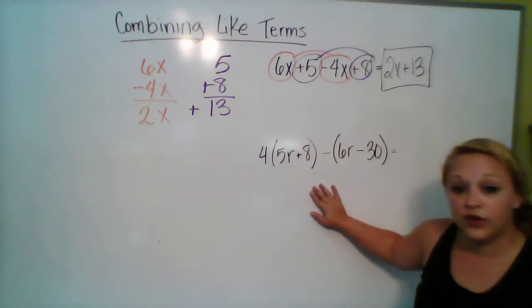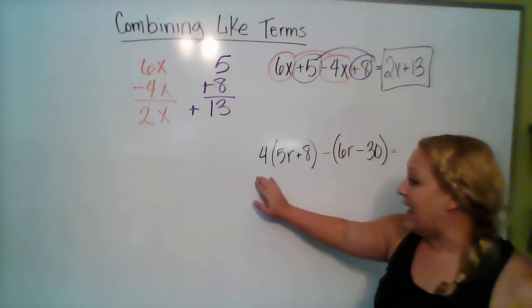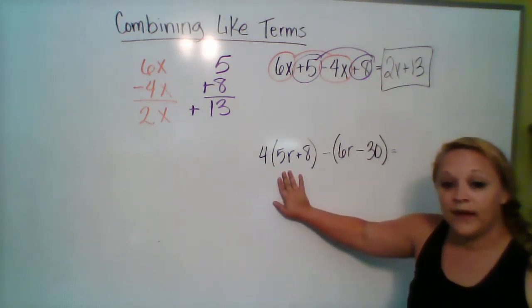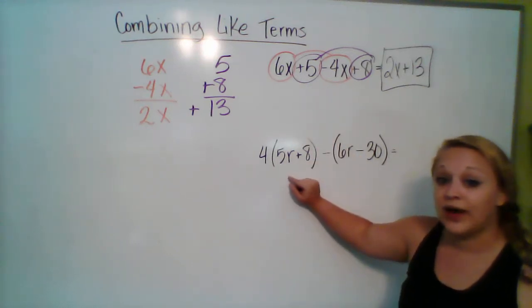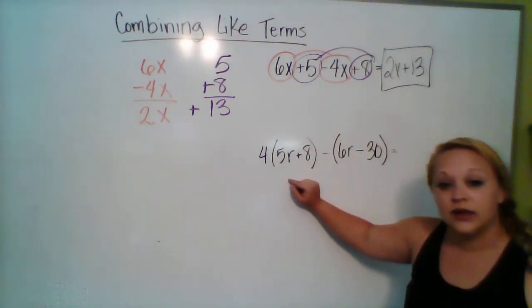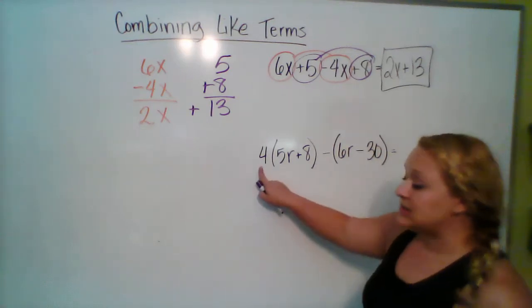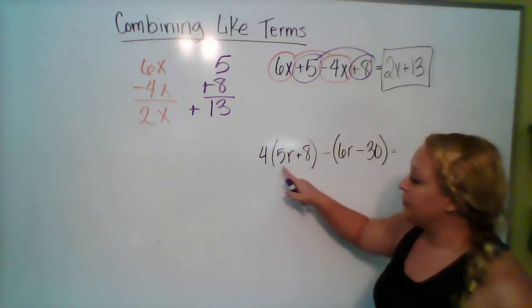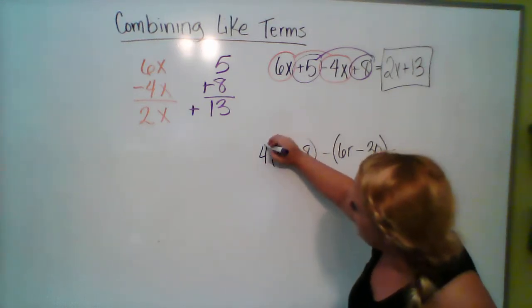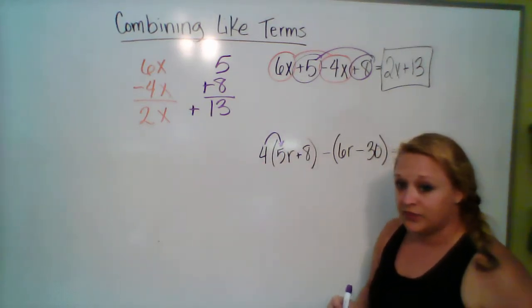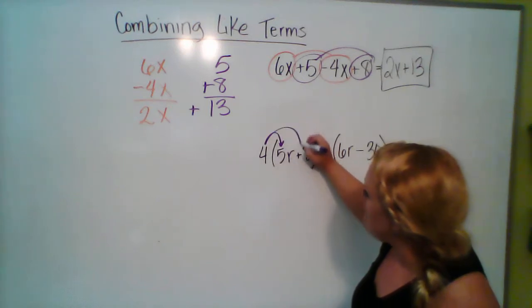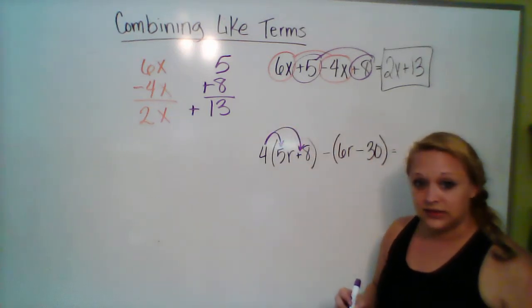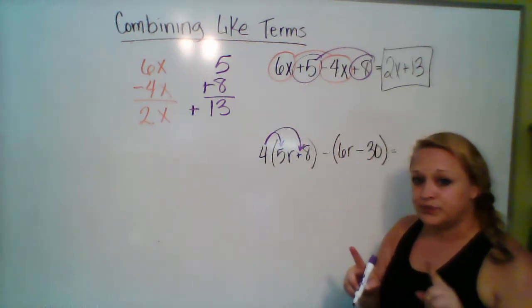Here, if you notice, there is a number outside the parentheses. Before you can combine like terms, you have to do what's called distributive property. Distributive property means what's on the outside of the parentheses has to be multiplied by the inside of the parentheses. So this 4 is really being multiplied by the 5R, and it's being multiplied by the positive 8. It's being multiplied by both.